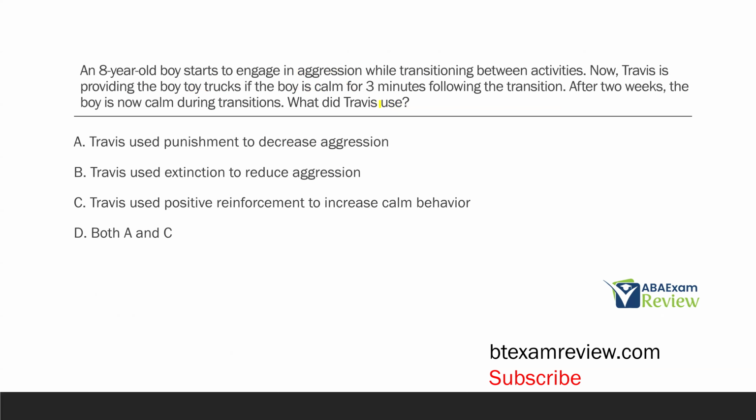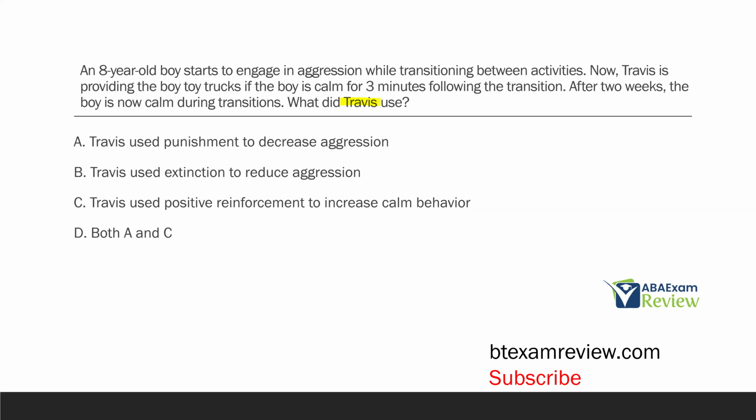An 8-year-old boy starts to engage in aggression while transitioning between activities. Now, Travis is providing the boy toy trucks if the boy is calm for 3 minutes following the transition. After 2 weeks, the boy is now calm during transitions. What did Travis use? So we're looking specifically at Travis's behavior.